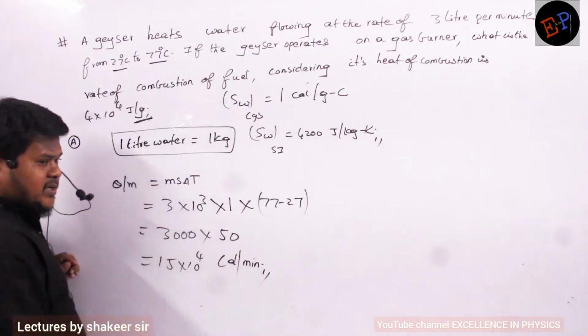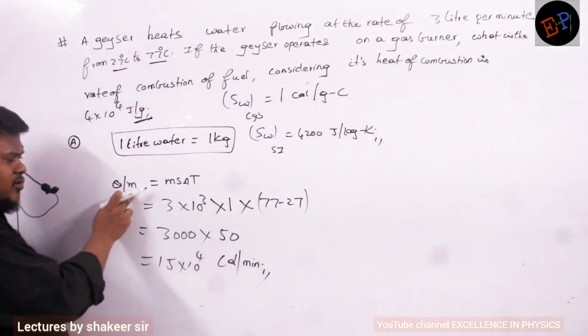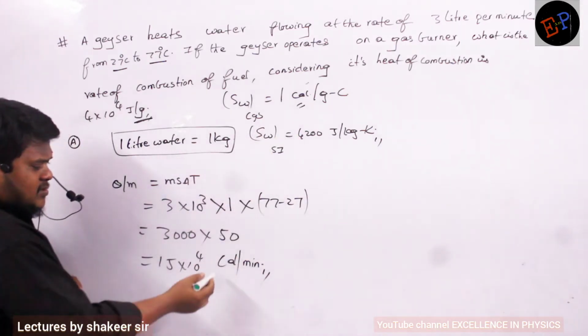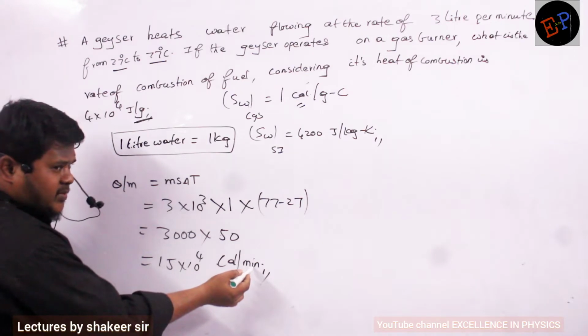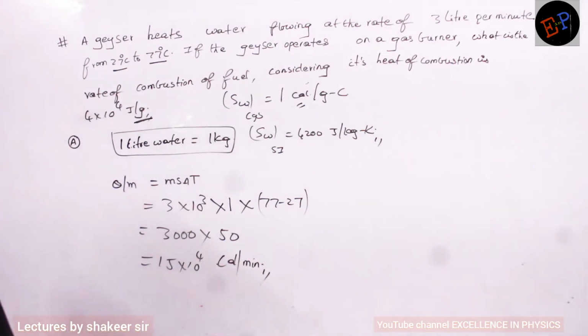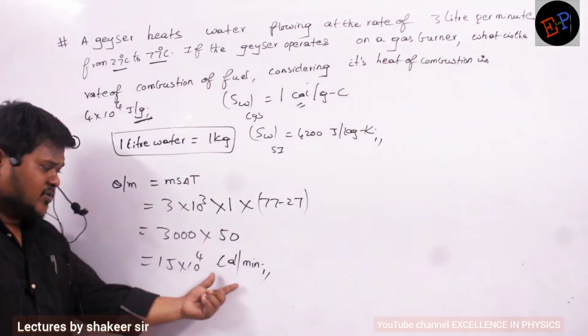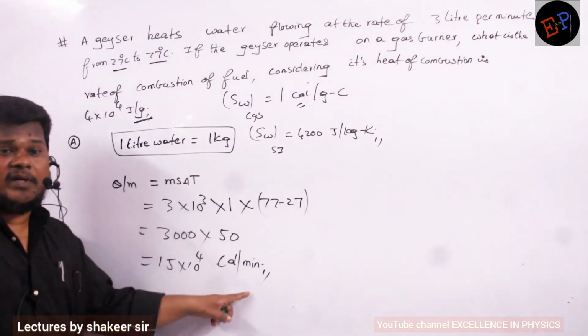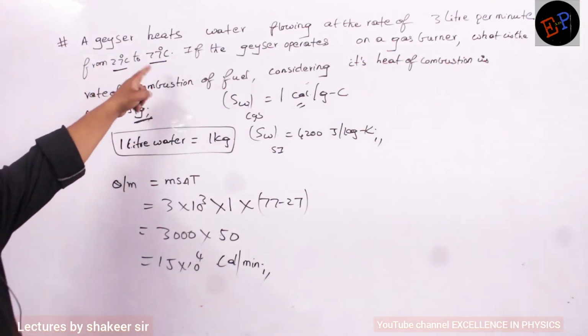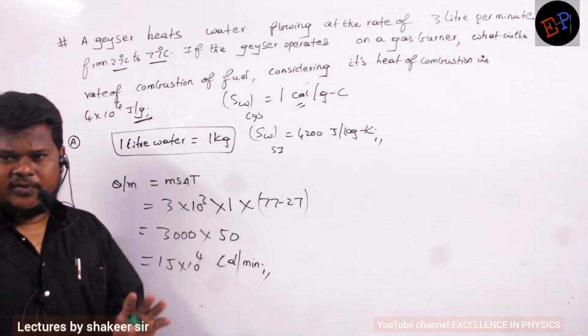The unit is calories per minute only, because I have calculated Q by M, the heat energy per minute. I have taken heat energy in calories in the CGS system, and time in minutes, so calories per minute. It means this much heat energy I have to supply per minute so that 3 liters of water gets heated from 27 to 77. Up to here it is clear.